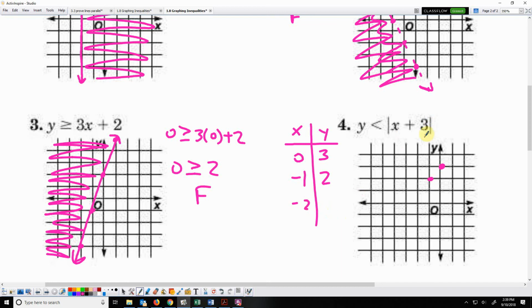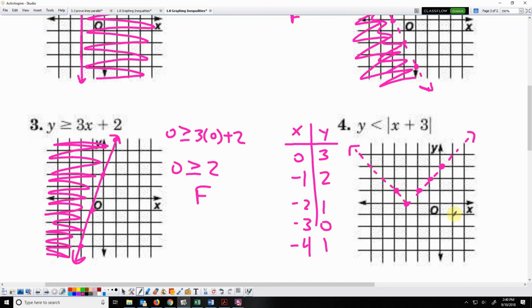-2 plus 3 is 1. Absolute value is 1. -2, 1. -3 plus 3 is 0. Absolute value is 0. -3, 0. Negative 4 plus 3 is negative 1. Absolute value is 1. Okay, so there is the v. You see the slope on each side. We can continue that slope. It's not equal to, so it's going to be dotted. Okay, so there's our v.